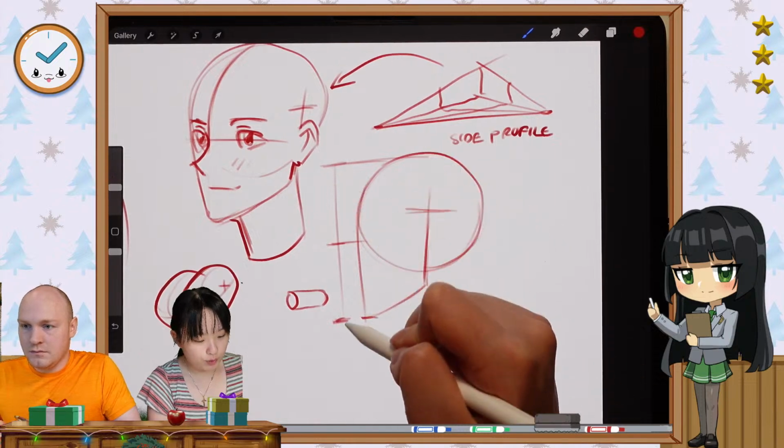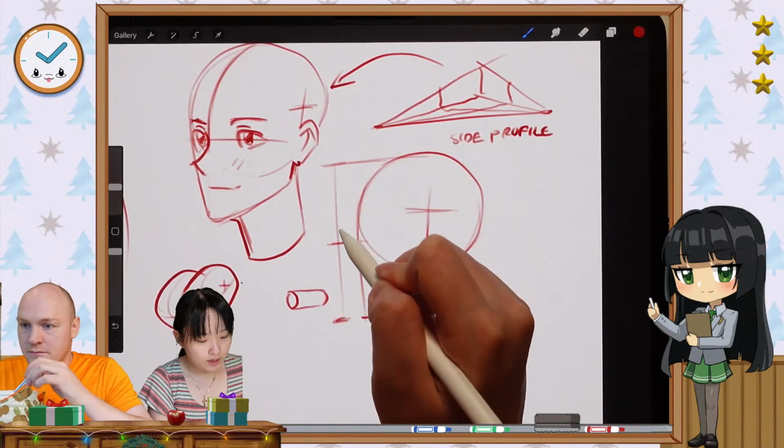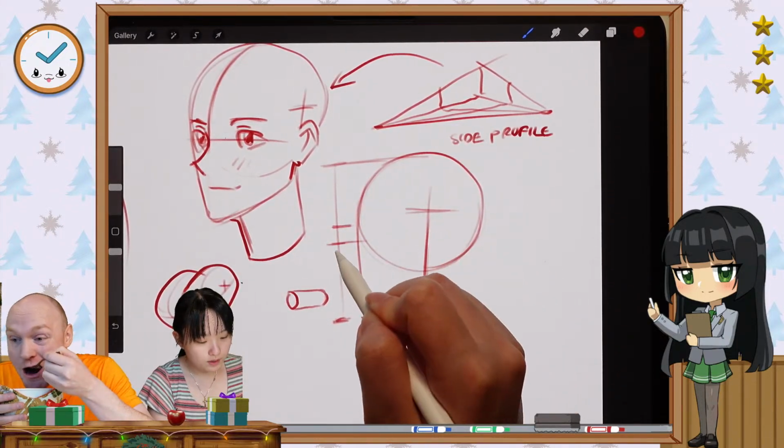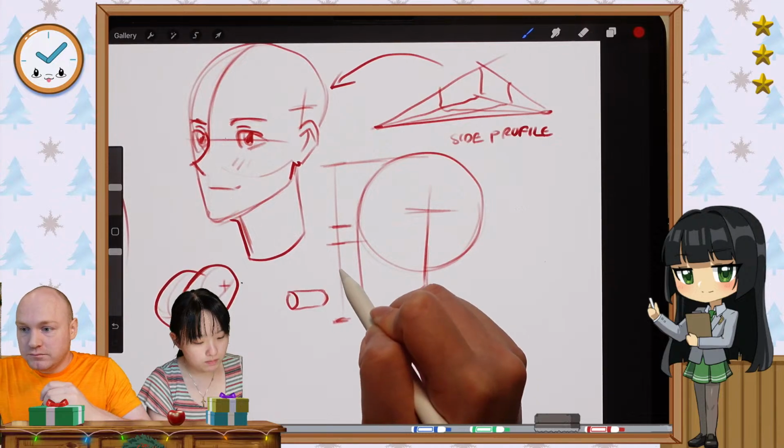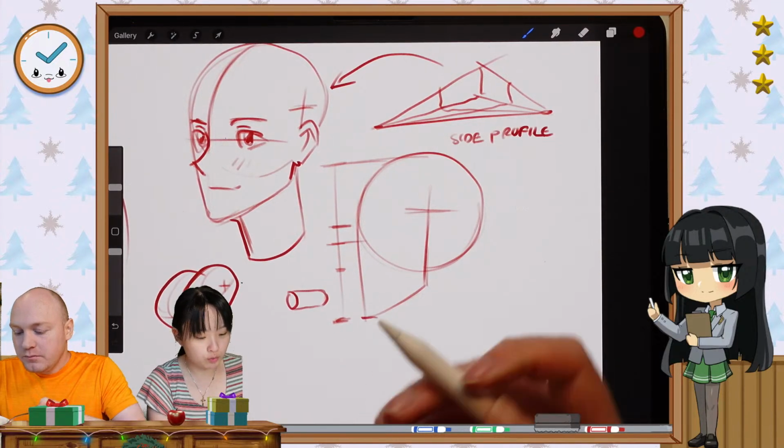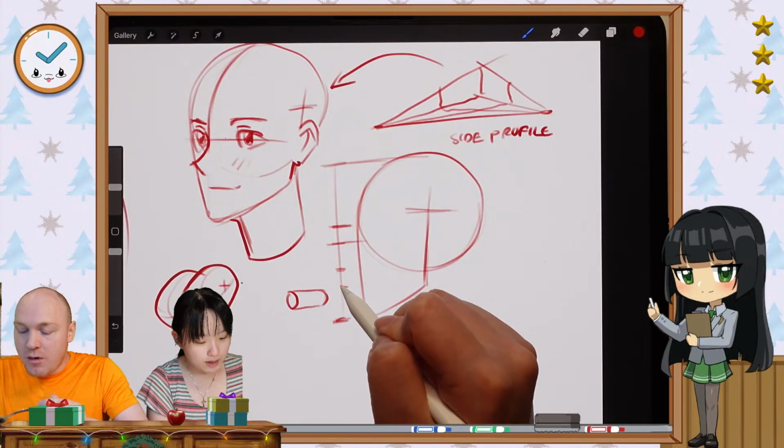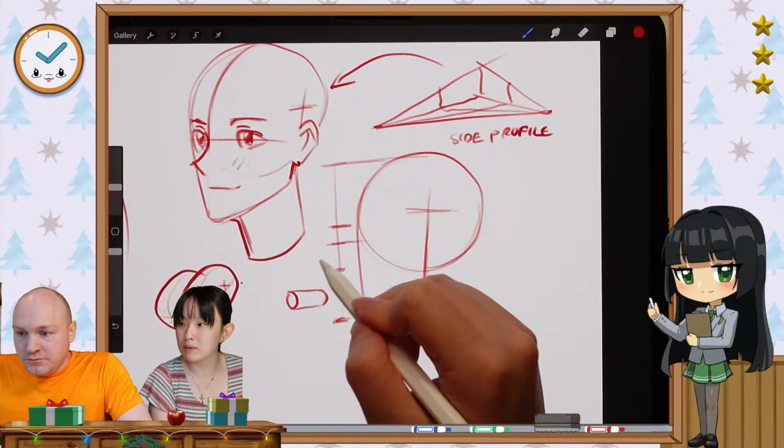So eyes are halfway from the top to the bottom of the head. A little bit above that is the brow ridge. Halfway from the brow to the bottom of the face is generally where the nose is, and the mouth is pretty close to the nose, maybe about halfway.